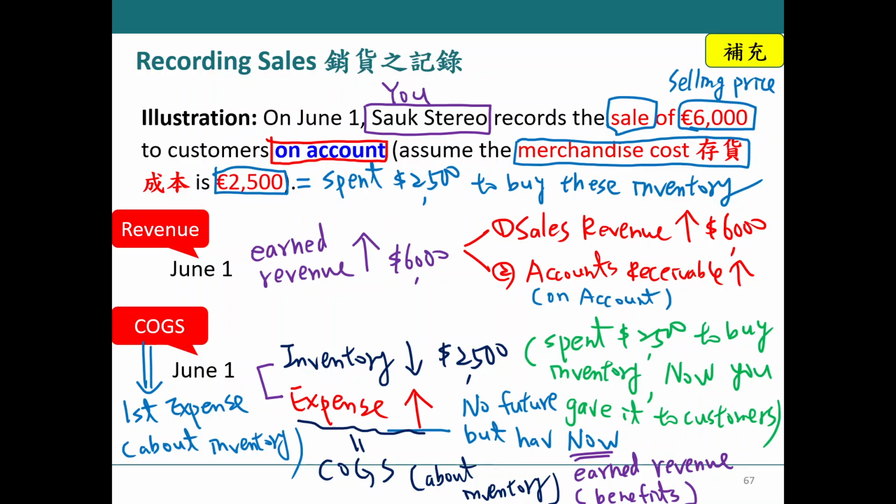Are you done? Not yet? Okay. First journal entry about revenue. Second journal entry about cost of goods sold. So first journal entry about revenue. Think about revenues. You earn the revenues. So two effects. First is you earn the sales revenue. Second is customers didn't pay, right? So that's revenues. Second journal entry about your inventory decrease because you give it to customers at the same time expenses incurred.